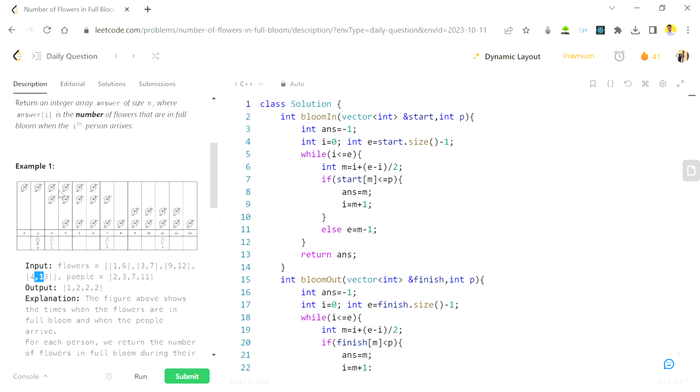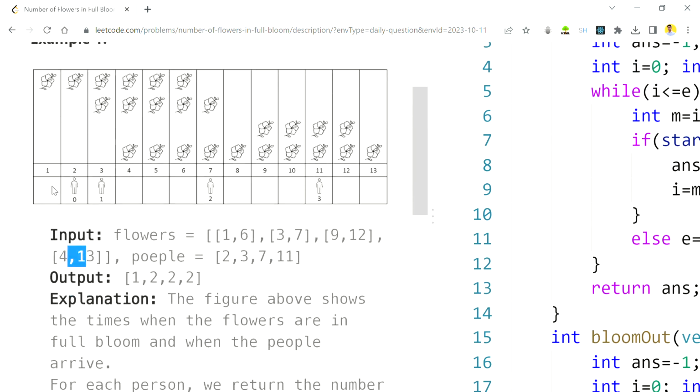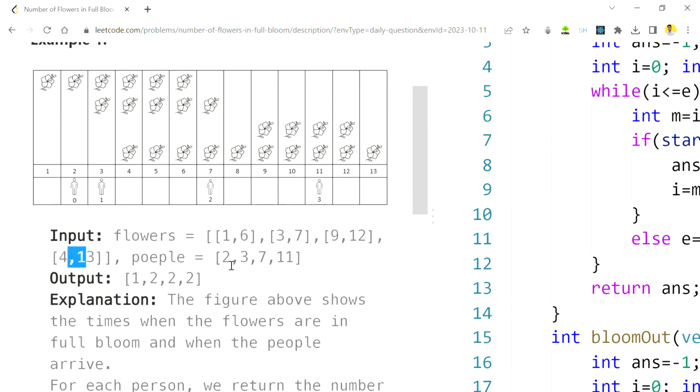And as depicted in this example, it is quite clear how things are going. A person standing at index 2 can see only one flower living at that moment. A person standing at position 3 can see two flowers living, and similarly 7 and 11 can also see that 2 and 2 flowers are blooming.